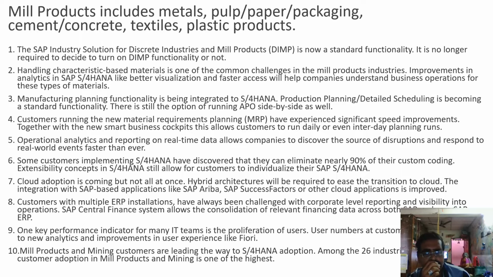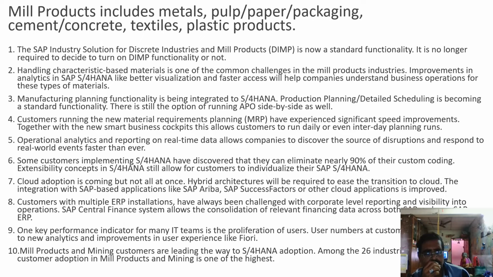Handling characteristic based material is one of the common challenges in the mill product industries. Improvements in analytics in SAP S/4HANA, like better visualization and faster access, will help companies understand business operations for this type of materials. And then manufacturing planning functionality is being integrated with SAP S/4HANA. Production planning and detailed scheduling is becoming a standard functionality. There is still the option of running APO side by side as well.